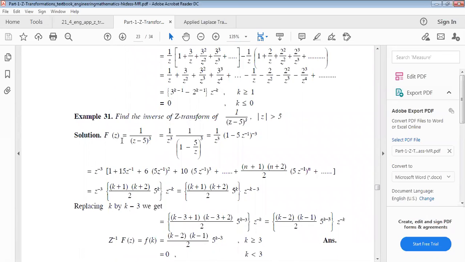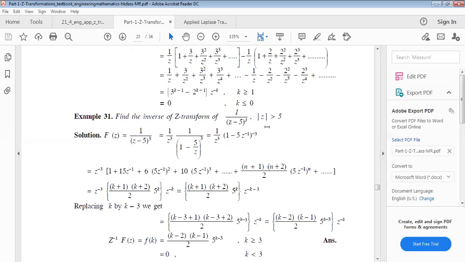Now the z transformation of this equals taking z common, because |z| is greater than 5. Taking z common, that means we get what in the bracket? If we take z common, then (1 minus 5 by z) will be cubed. So z cube will be the common. Now this can be written as the polynomial (1 minus x) to the power minus 3.